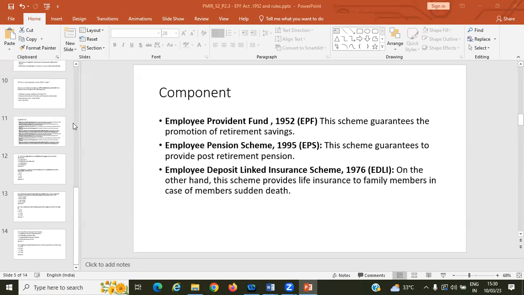So whatever we discussed so far is going to be an important question in the exam: the benefits, the components, and the features. And there are some objective type questions, MCQs. Whatever we discussed is going to be important from the exam point of view.